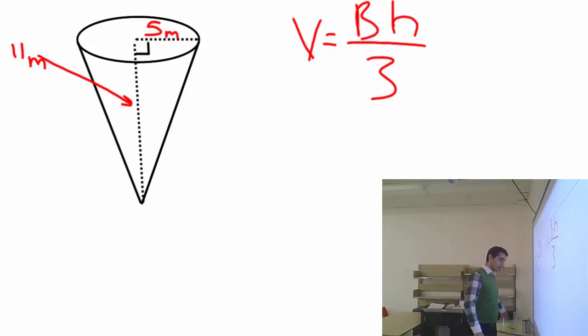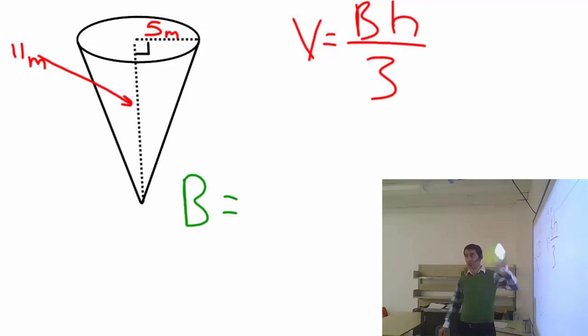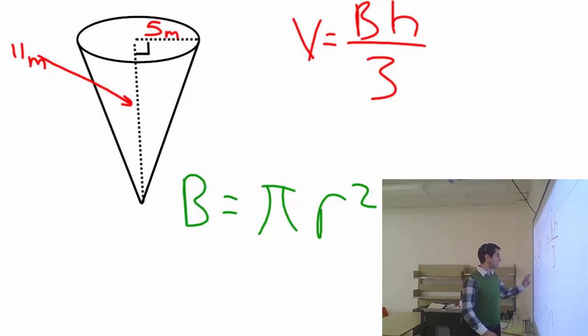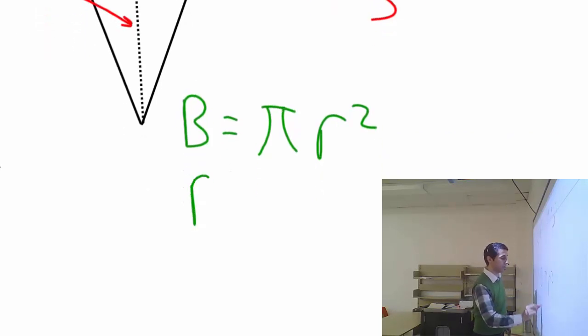So on the side, let's change the color. On the side, I'm going to say B equals, I'm going to write down the area formula for the base, which is once again a circle. And that is, I remember, but if you don't remember, you have to have those formulas for sure on your study aid. It's pi r square.